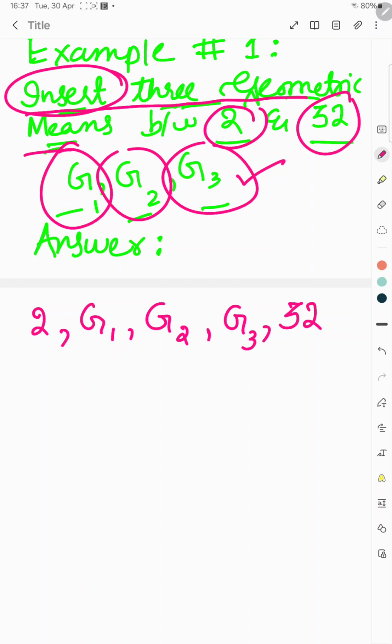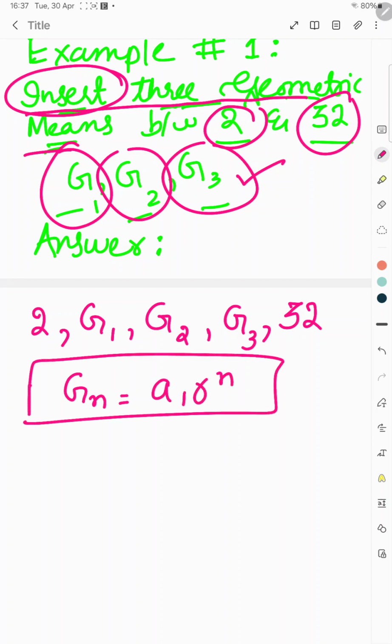But as it is given that insert 3 geometric means, you have to understand that we will use the insert geometric mean formula, and you know the insert geometric mean formula, which is Gn is equal to A1 r power n. This is the insert geometric mean formula. So how we will solve here, as A1 is used for the first term of the sequence. So the first term of the sequence is given, which is equal to 2.